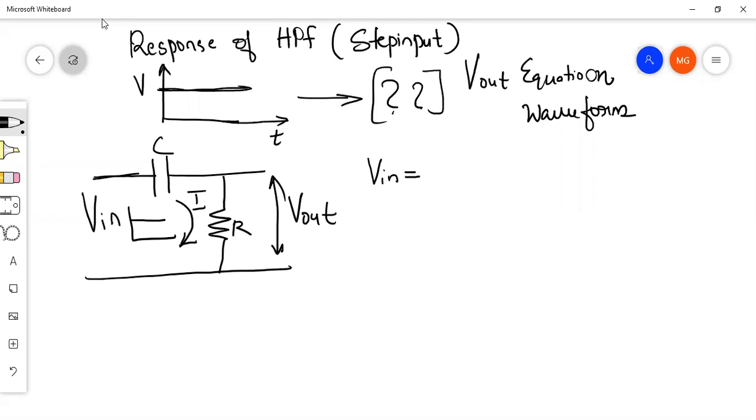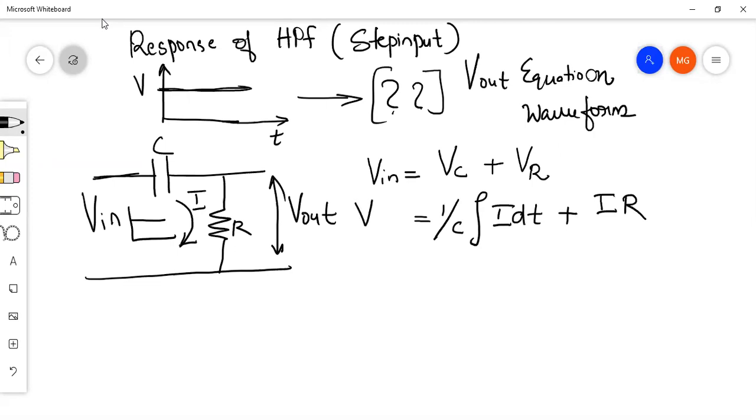When we give an input voltage, across which terminals will it be distributed? Some voltage will go across the capacitor, and some voltage will go across the resistance. What is the equation of voltage in the capacitor? I discussed it in the first class. I am writing the equation straight down. This derivation part I already discussed in the earlier classes. That is, voltage in a capacitor is 1 by C into integral I dt. Please refer to that. Plus voltage in a resistor is simply I into R. This is the total input voltage.